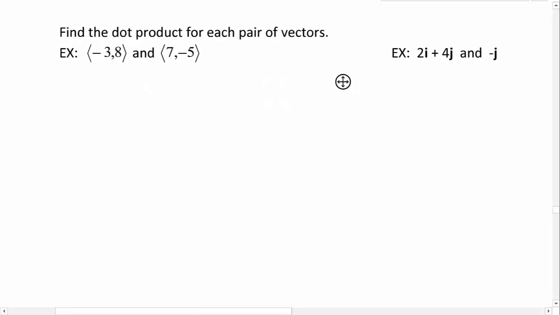Don't overthink this. All we're going to do is multiply our first two components together, our second two components together, and then add those two products. So we're going to have negative 3 times 7 plus 8 times negative 5. It's negative 21 minus 40. We get our dot product to be negative 61.